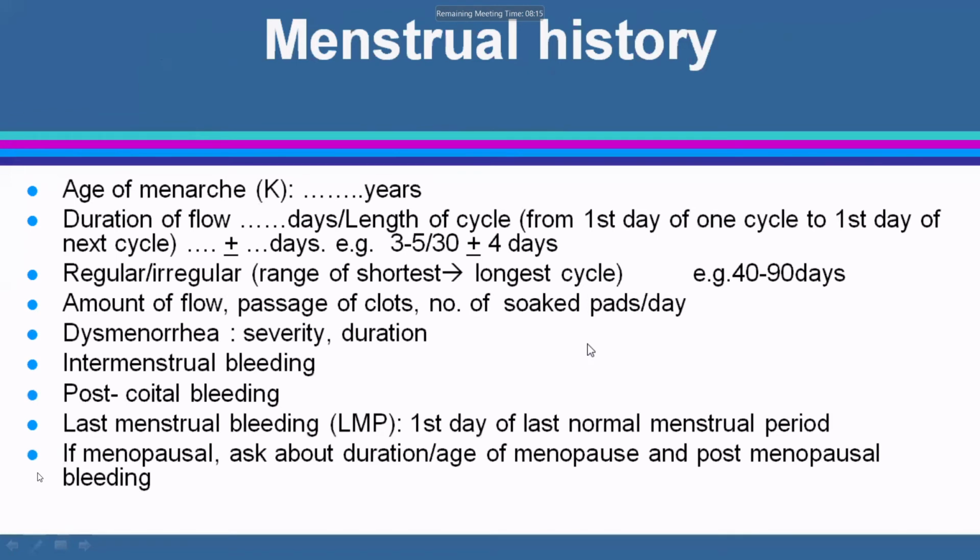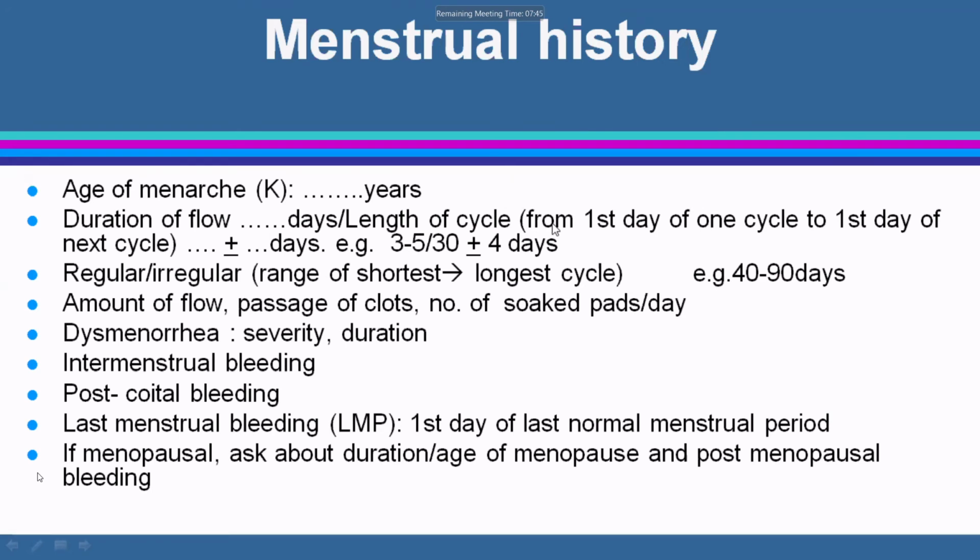Now coming to menstrual history, it starts from the age of menarche, okay, which is denoted by K. K means catamenia, that is first menarche. When did she have her first menstruation? Like it can be 13 years, it can be 14 years, 15 years, like that. Okay, it starts like that. And duration of flow, you will mention in days. Okay, whether it is 2 days, 3 days, like that.